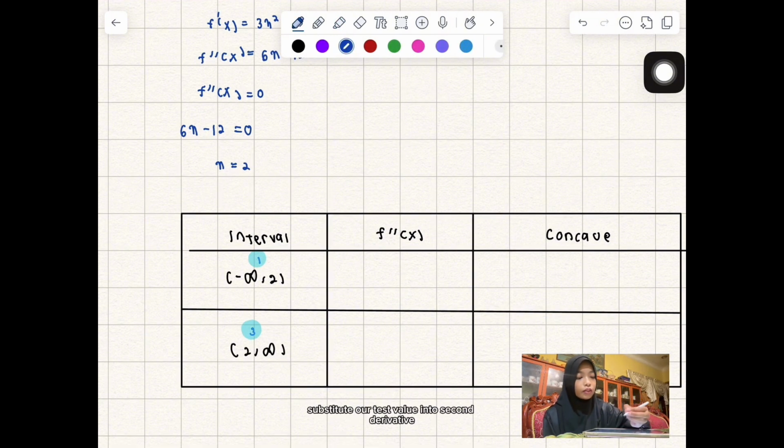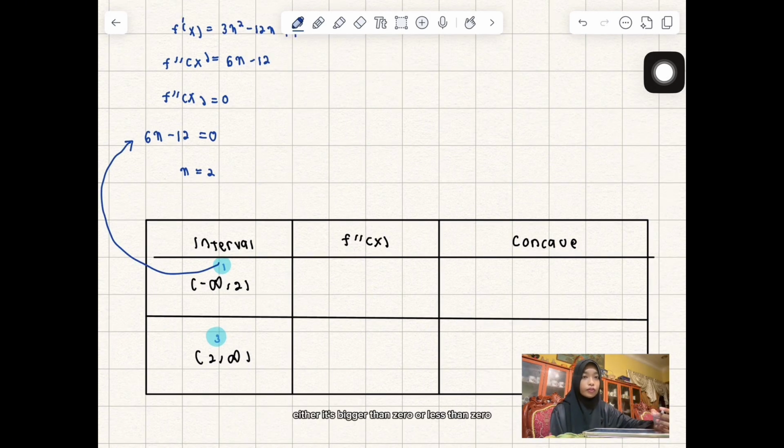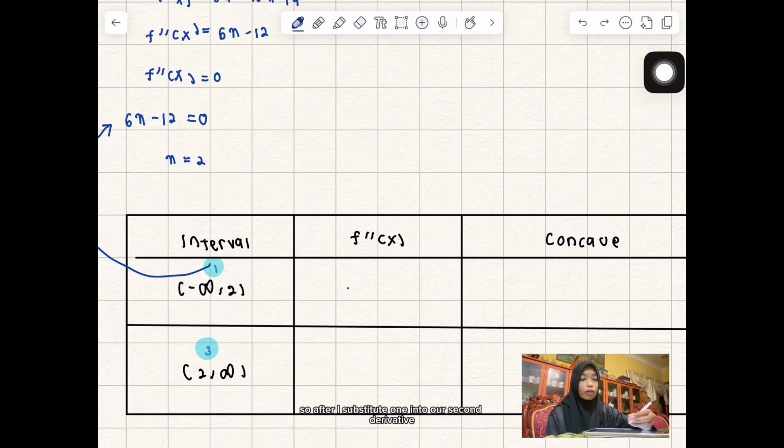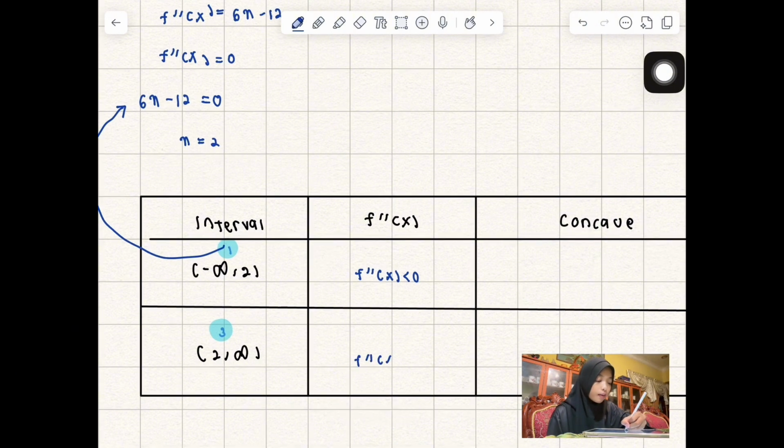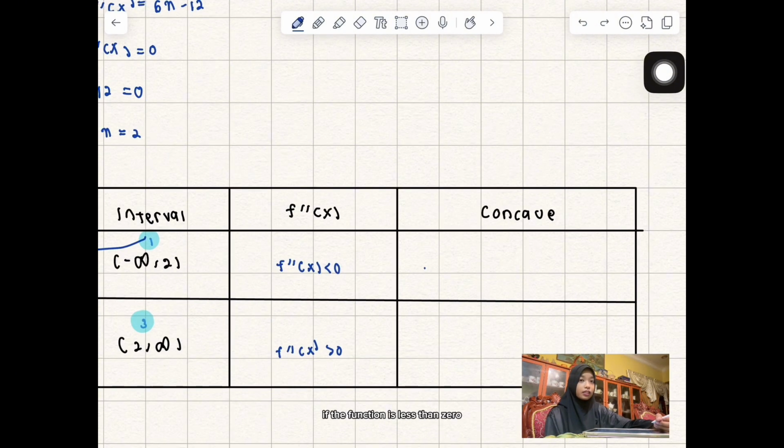After that, we need to substitute our test value into the second derivative. And we only want to know whether it's bigger than 0 or less than 0. After I substitute 1 into our second derivative, I get that it's less than 0. And after I substitute 3, I get that it is bigger than 0. If it is less than 0, it is concave downward. And if it is bigger than 0, the concavity is upward.